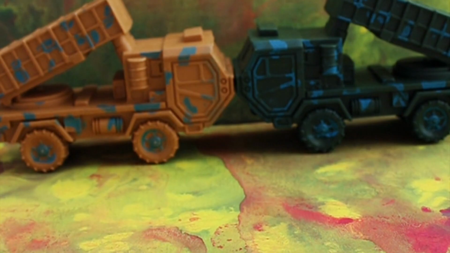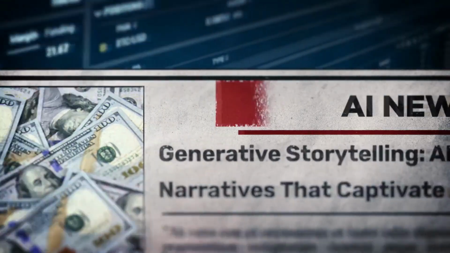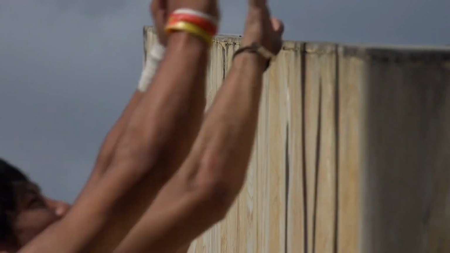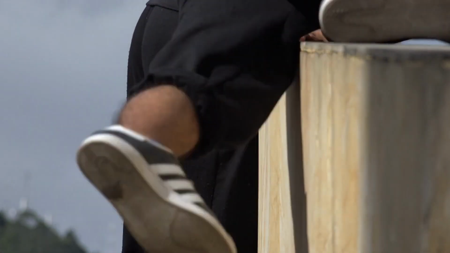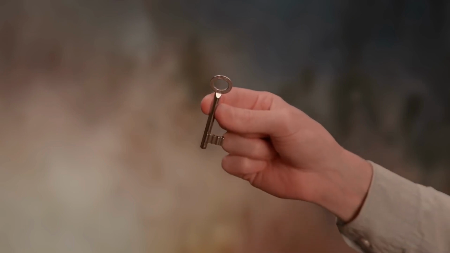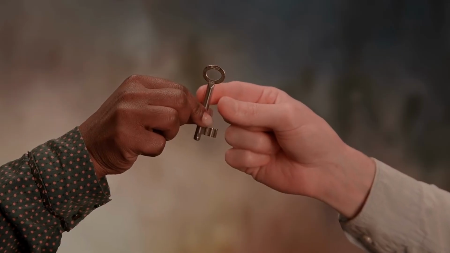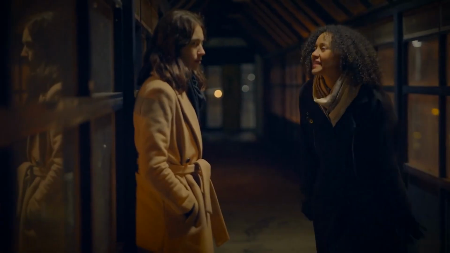Second, let's talk about clear stakes. A conflict without clear stakes is like a race with no finish line. What's at risk? What happens if the character fails? Having high stakes, whether it's the safety of a loved one or the character's sense of self, makes the conflict feel significant. Remember the words of The Hero with 1,000 Faces by Joseph Campbell: the hero's journey is the journey of transformation through conflict.